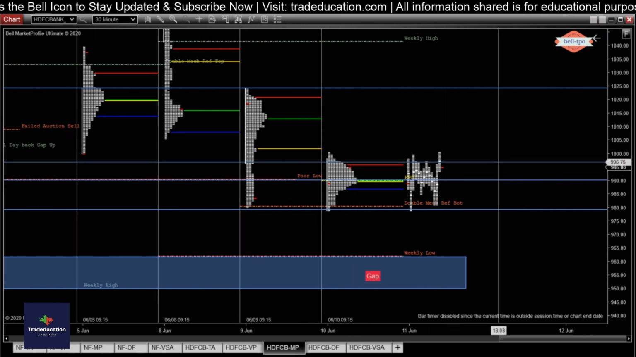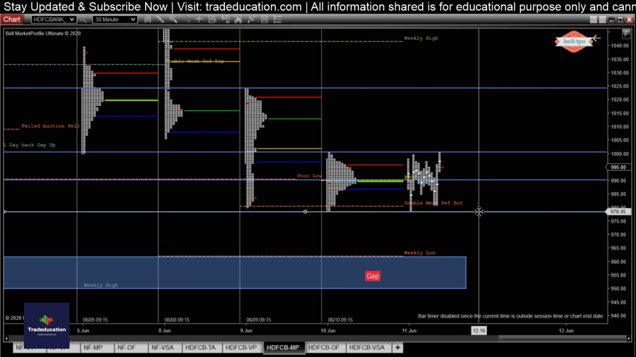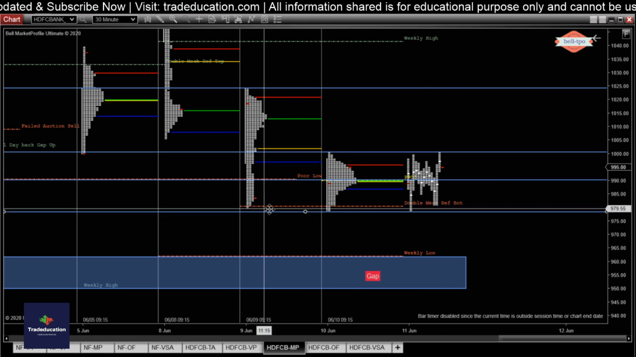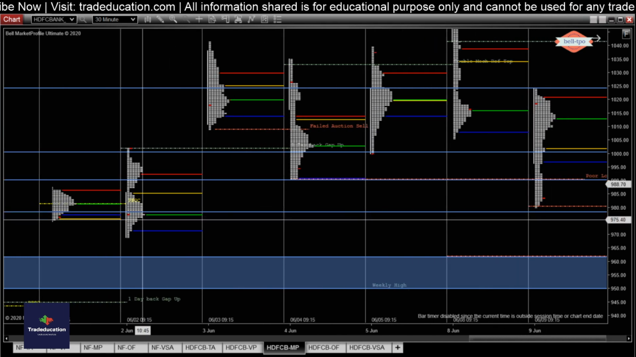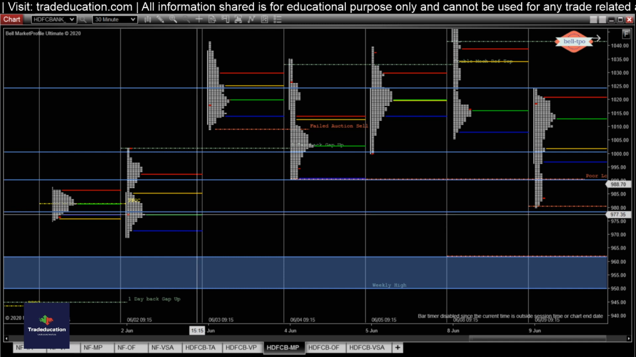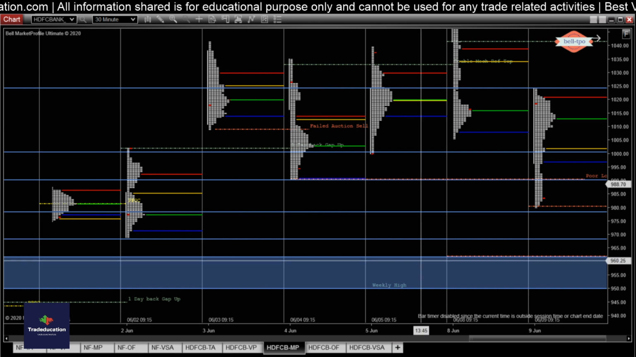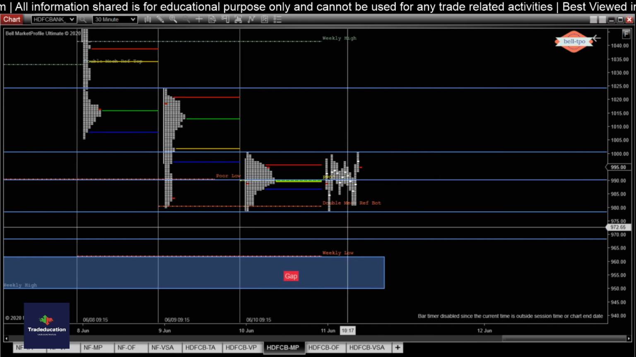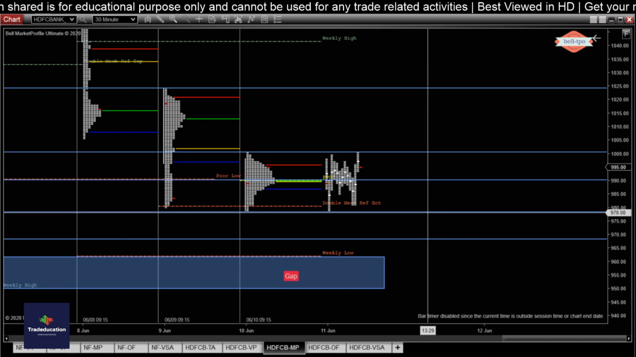Some of the references which I'll be carrying forward are yesterday's high, yesterday's low, or the stack low. If you see, poor lows, and we also have a point of control reference at this level and this low. Okay, so this is the low of the 2nd of June, and we also have a gap. So a lot of multiple references are there.